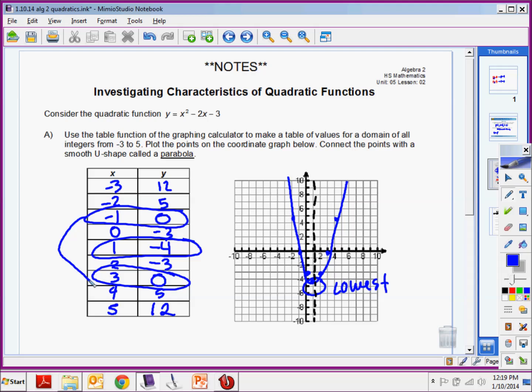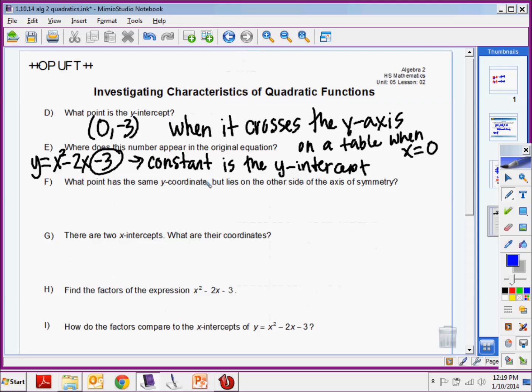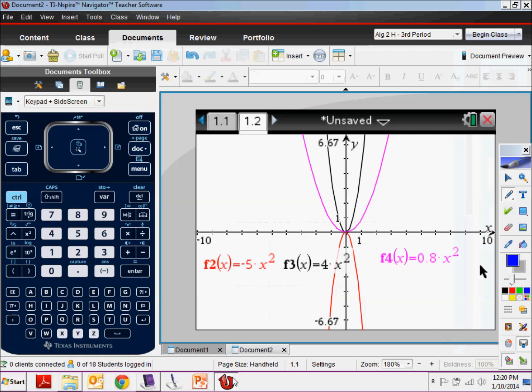It says which one has the same y value as your y-intercept. Then shouldn't it be negative 3? It says what point has the same y-coordinate, but it's on the other side of the axis. It's still talking about the y-intercept. If we have (0, -3), then (2, -3). Because of the axis, it's (2, -3).